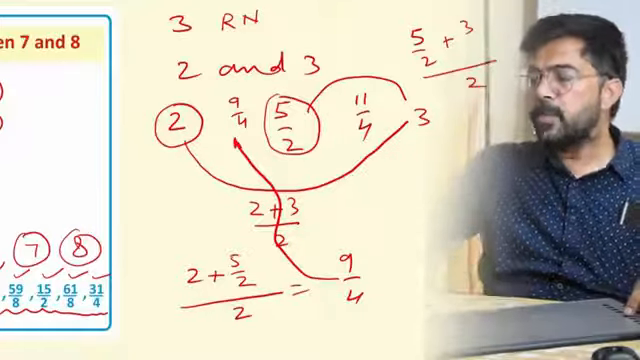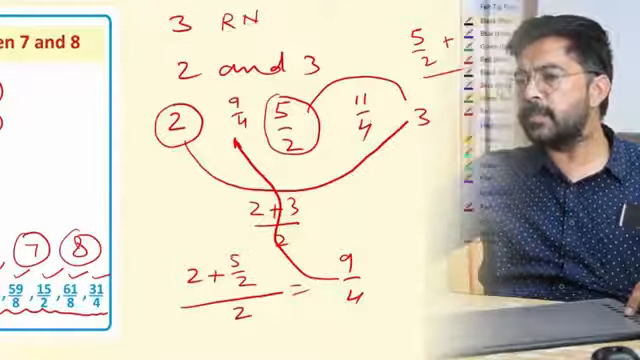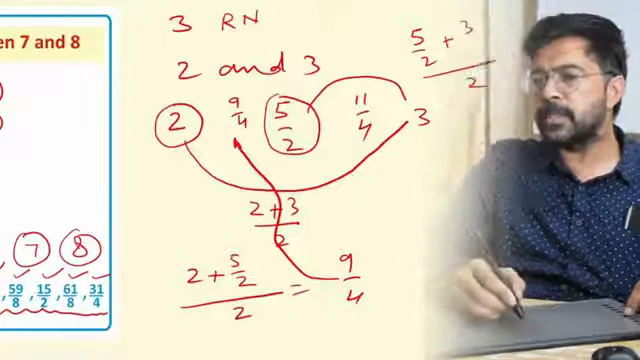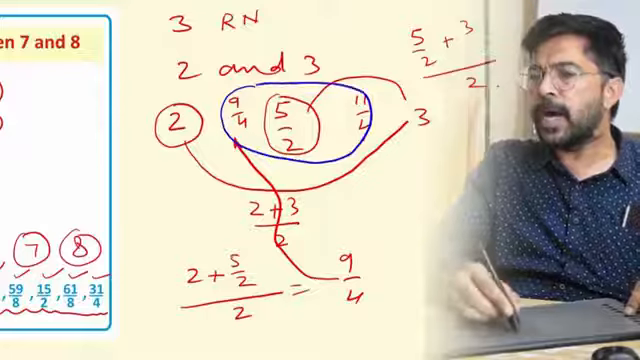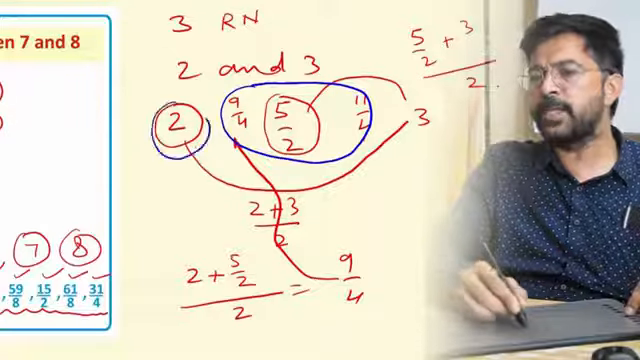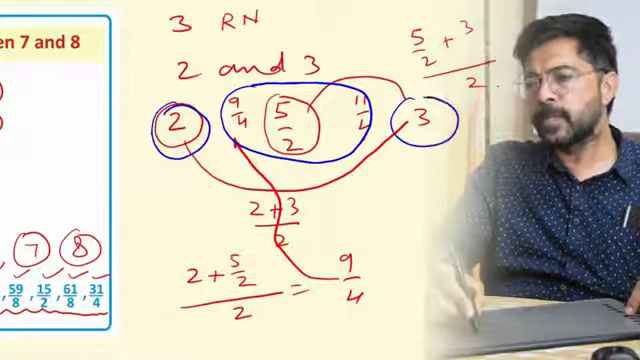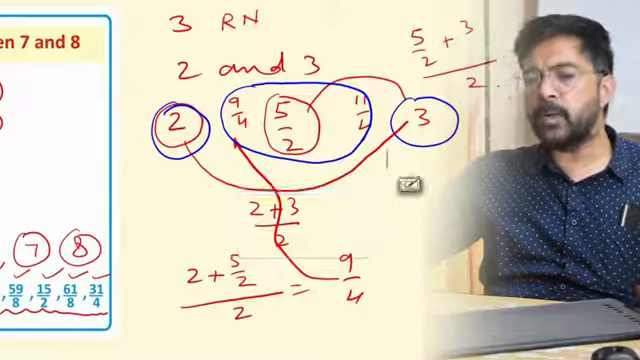So this way we can find three rational numbers between two given numbers. So here 9 upon 4, 5 upon 2 and 11 upon 4 are three rational numbers between 2 and 3. So this is the midpoint theorem or mid-value theorem.